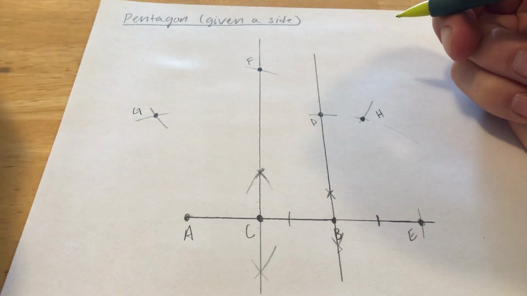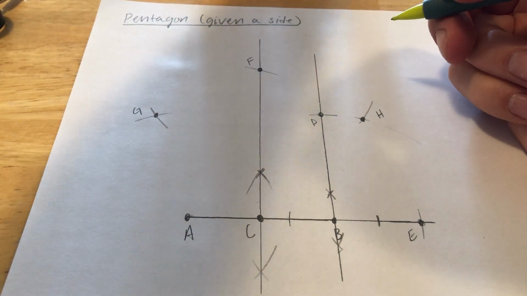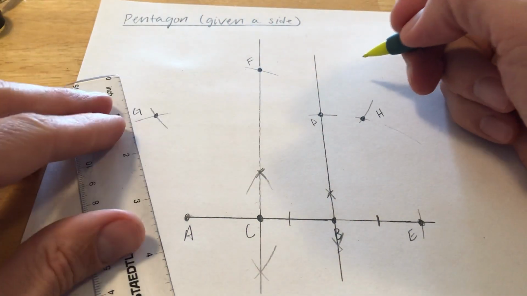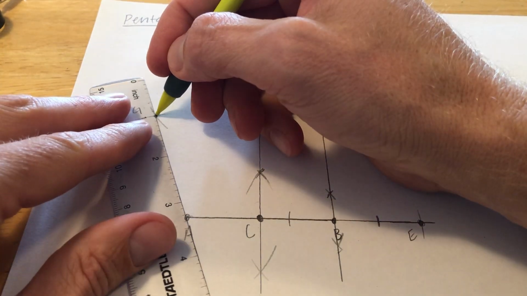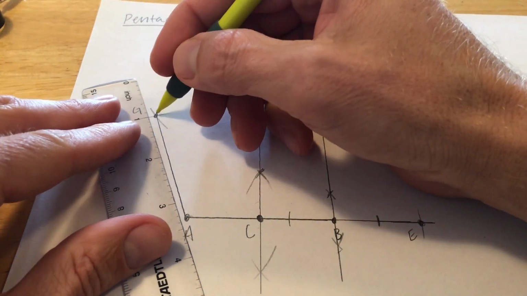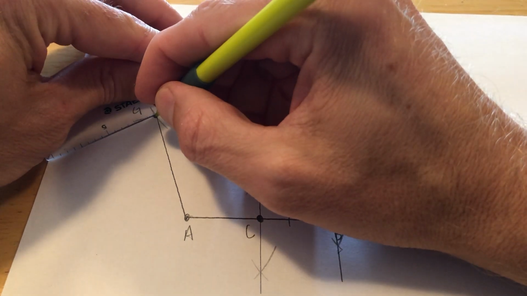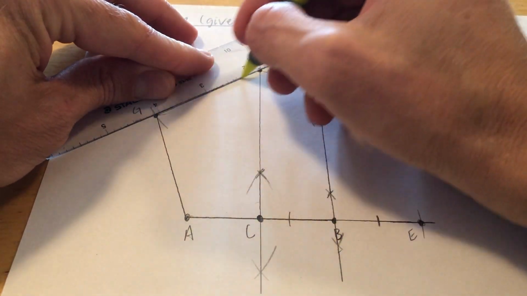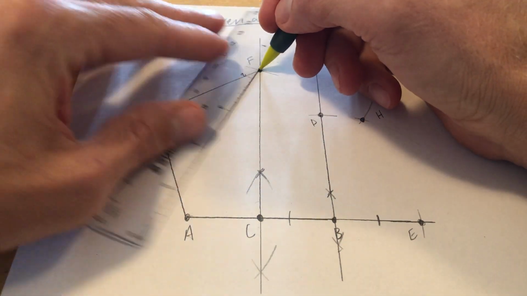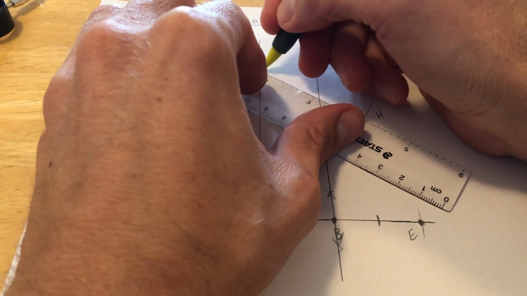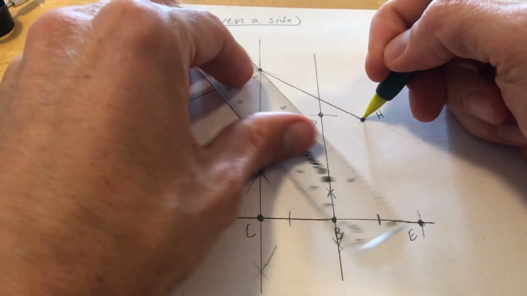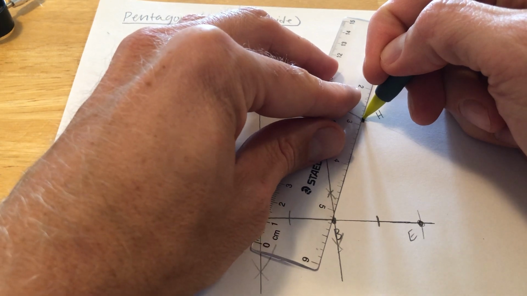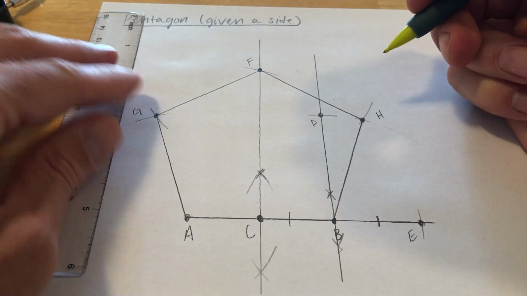Okay, and so we have all of the vertices of our pentagon constructed, and we will go ahead and just connect them with segments. So A to G, G to F, F to H, and H to B. Okay, and we have our pentagon.